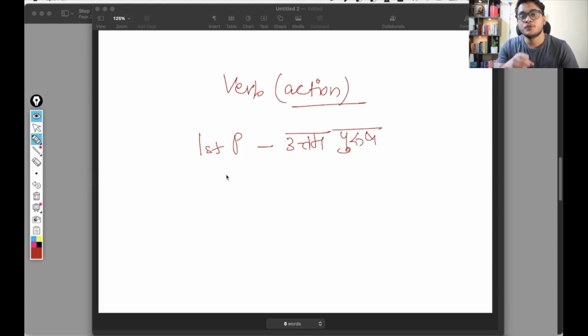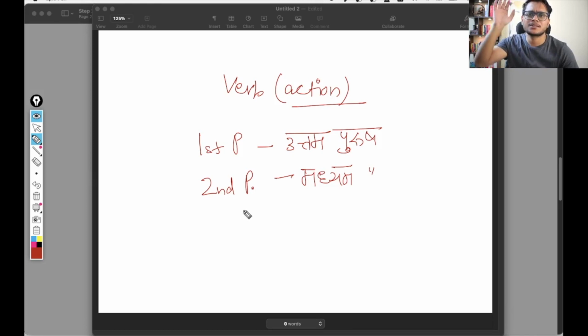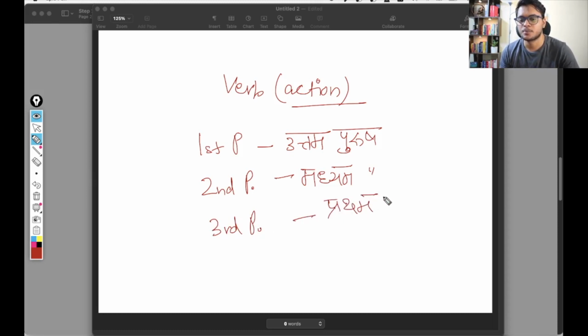If you are doing that action, if the person I am directly talking to, the direct listener, is doing the action, it comes under second person. This is the same as in English. And this is known as Madhyam Purush. And then if someone else is doing an action, it may be a boy, a girl, a whole team, an animal, anyone, that is third person. Now a lot of you might get confused: it is called Pratham Purush.